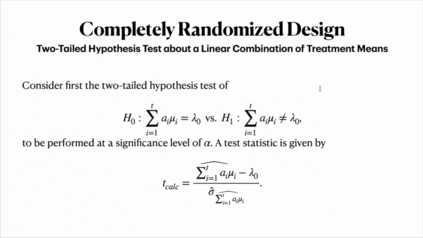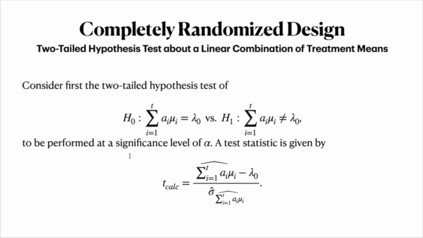Now let's first look at a two-tailed hypothesis test about a linear combination of treatment means. All right, and so the null hypothesis here is that the linear combination of the treatment means is equal to some hypothesized value, which we'll denote by lambda sub 0, against the alternative hypothesis that the linear combination of the treatment means is not equal to that value, lambda sub 0. We're going to perform the test at a significance level that we'll denote by alpha.